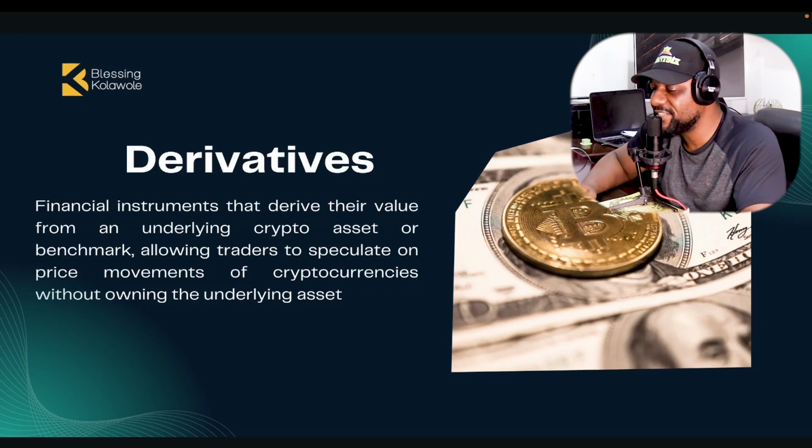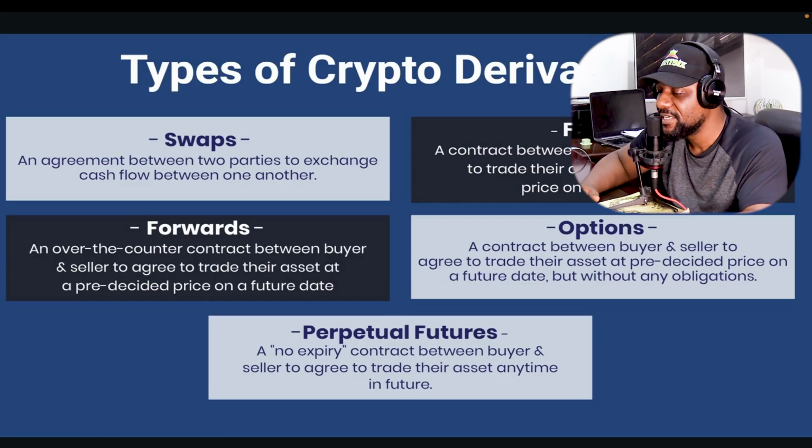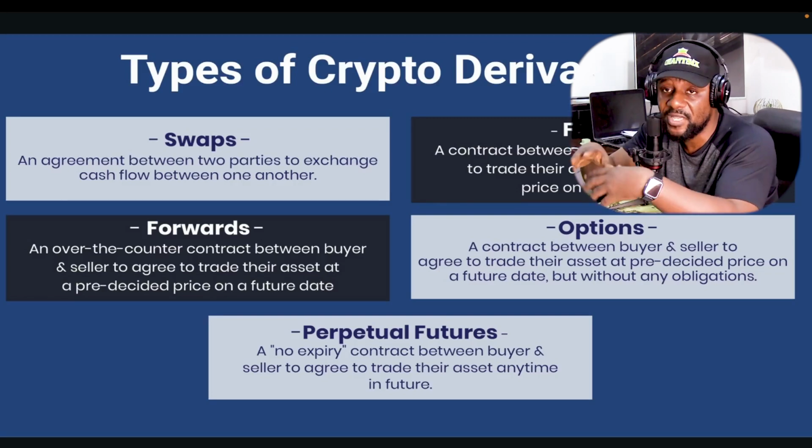As simple as that. But also we have derivatives. Derivatives are financial instruments that derive their value from an underlying crypto asset or benchmark, allowing traders to speculate on price movement of cryptocurrencies without owning the underlying asset. This one has different types. We have the swaps, the forwards, perpetuals, the options, the futures. But all of these, nothing concerns you with this, I must confess. This is not your headache, because yours is to trade and just move on. Like I told us, I just wanted us to know all the types.